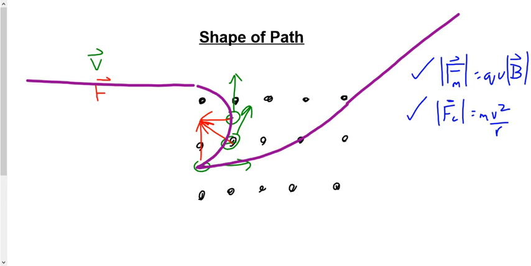It's not like these questions should be harder. It's just that now we have an extra tool in the toolbox. Now we have mv squared over r in addition to QVB. Sometimes when you're building a house, you've got one tool, sometimes another, and sometimes you end up using both of those tools together.